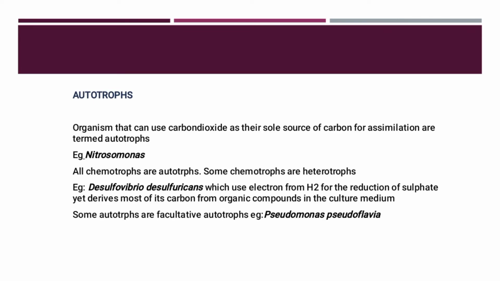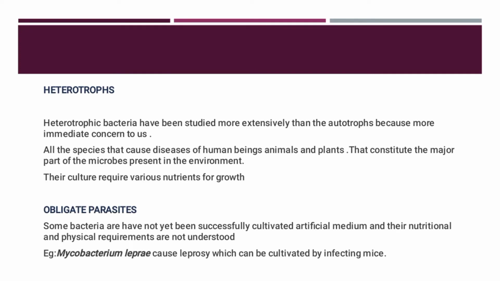Next are autotrophs. Organisms that can use carbon dioxide as the sole source of carbon for assimilation are termed autotrophs. Example is the Nitrosomonas species. Mainly the last type is the heterotrophs. Heterotrophic bacteria have been studied more extensively, as they are the disease-causing bacteria present in humans, or infection-causing organisms. Heterotrophs use organic compounds as their carbon source. So all disease-causing bacteria or microbes are examples of heterotrophs.